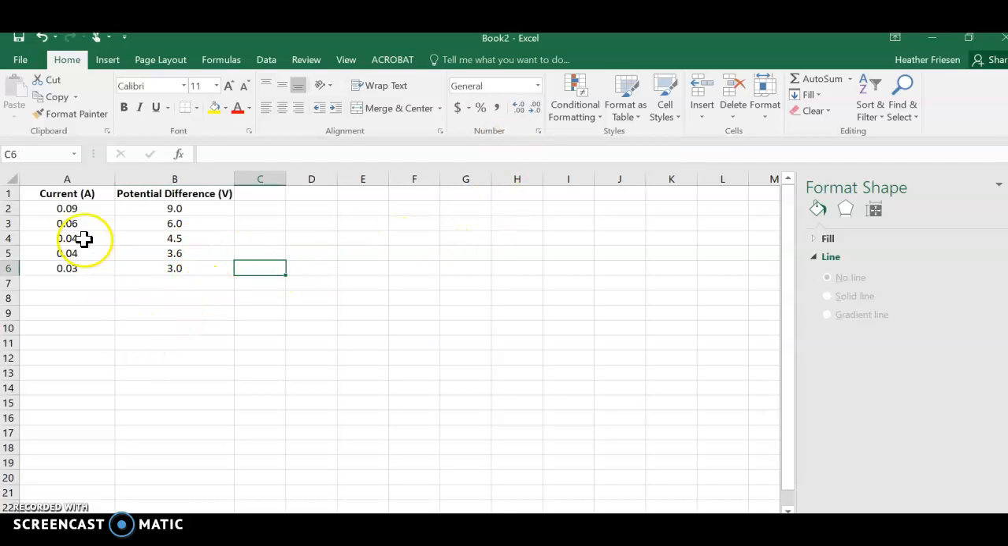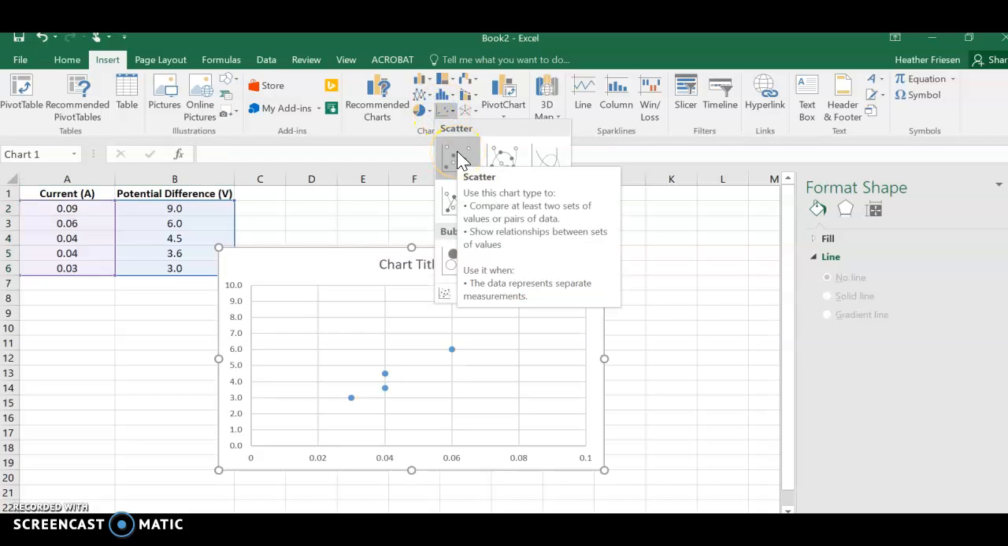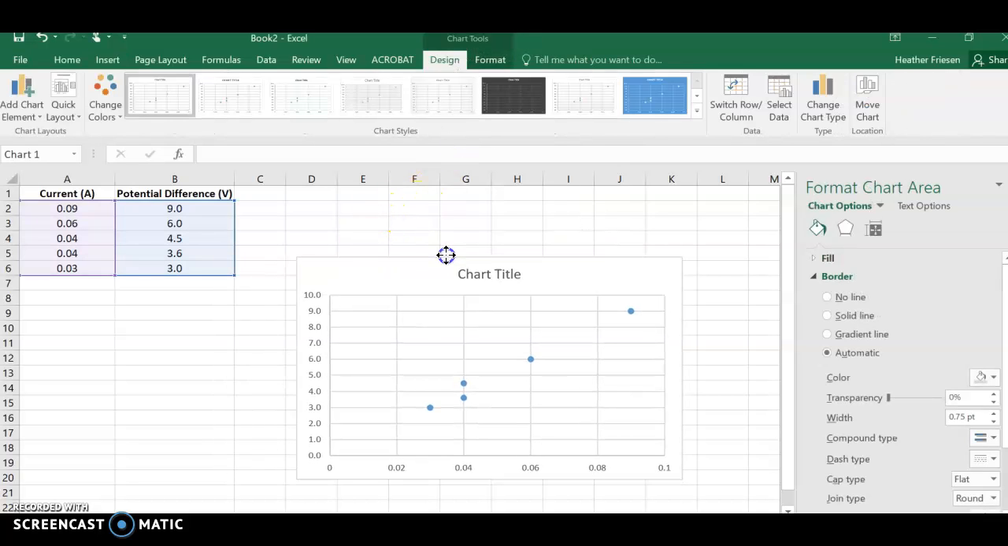So now I'm ready to make my graph. So I'm going to highlight my data and the kind of graph that I want under Insert, and is this one, the scatter plot. I'm going to make the scatter plot. And I'm just going to double check that I've selected the right one by looking at my numbers on the x-axis to make sure that they correspond to my data for current, and my numbers on the y-axis to make sure that they correspond to my numbers for potential difference.